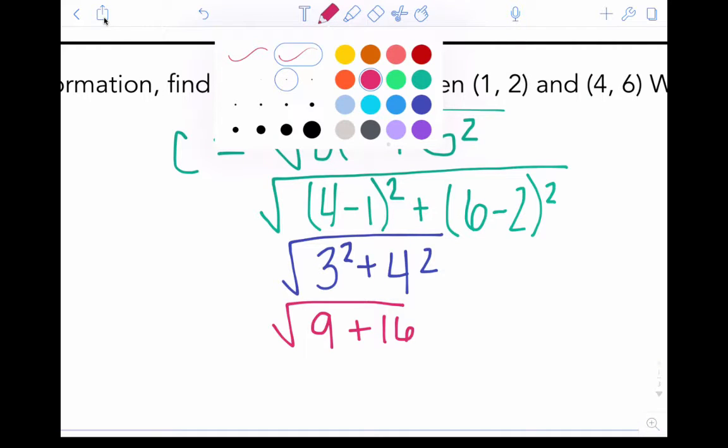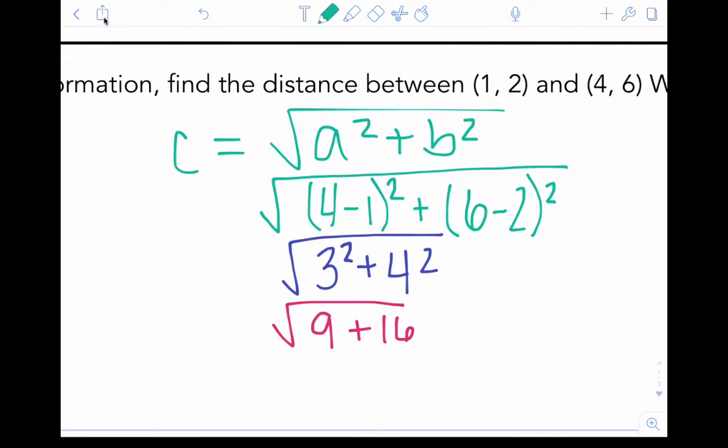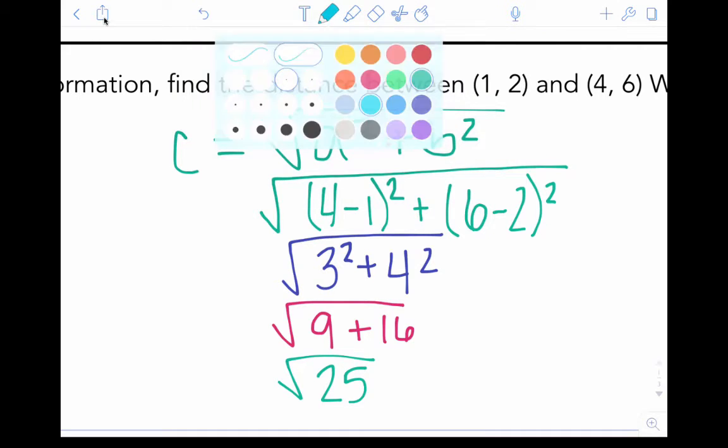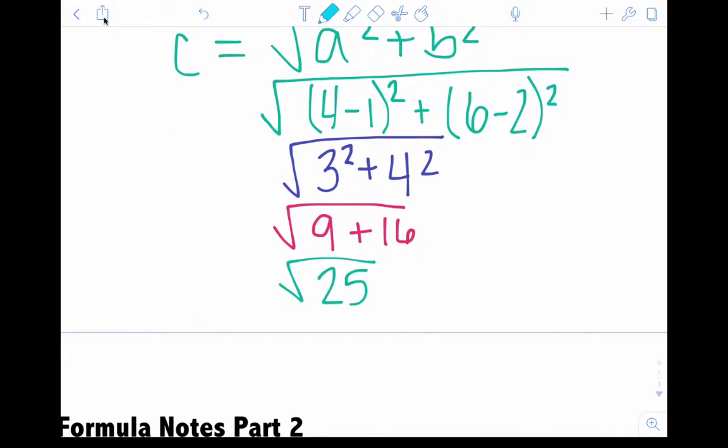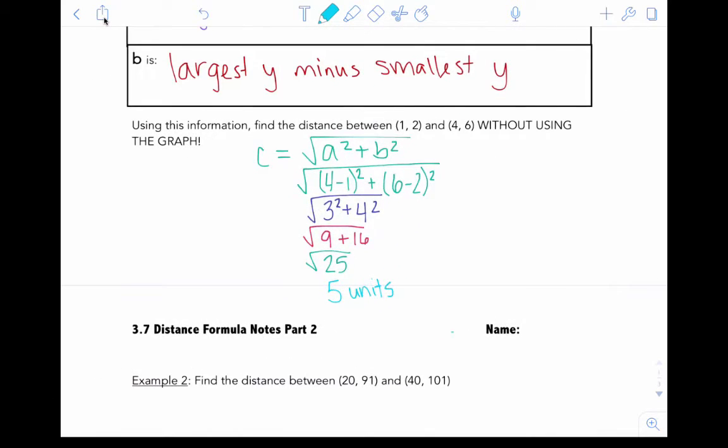Next, I have addition. So I'm going to take 16 plus 9, which is 25. And I have the square root over that. And the square root of 25 is 5. And remember, we're talking about distance on a graph. So our label is units. So the distance between those 2 points is 5 units. And that's my answer.